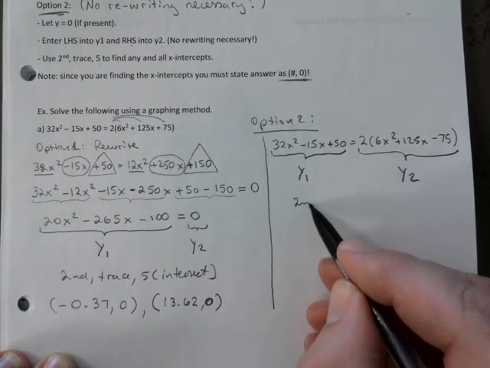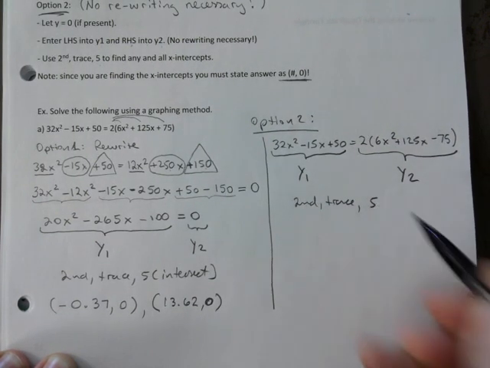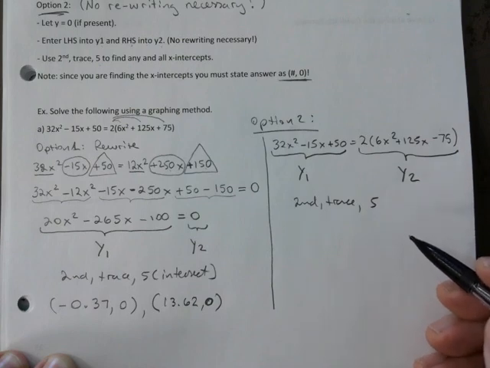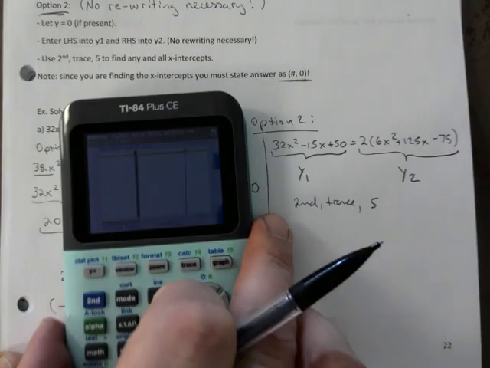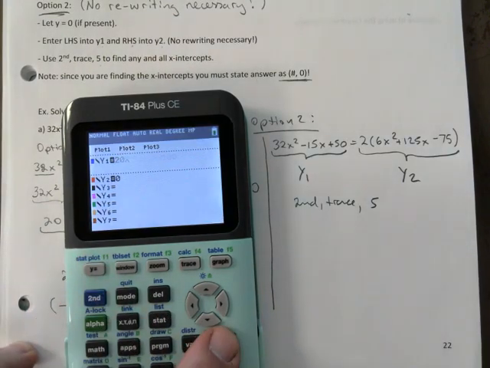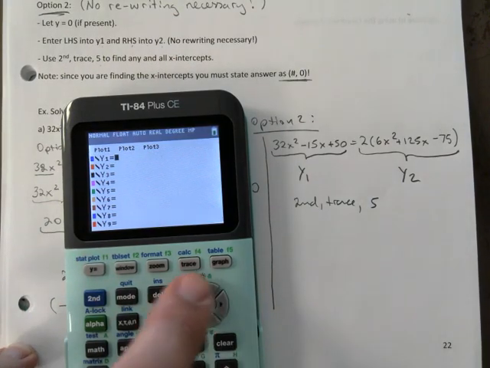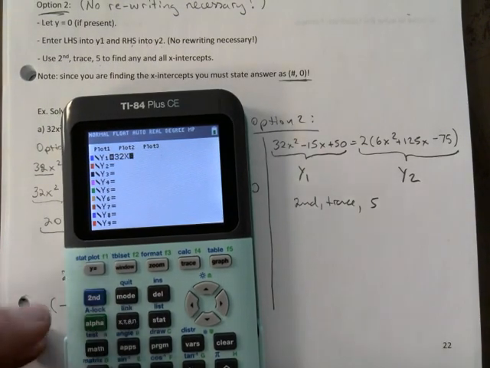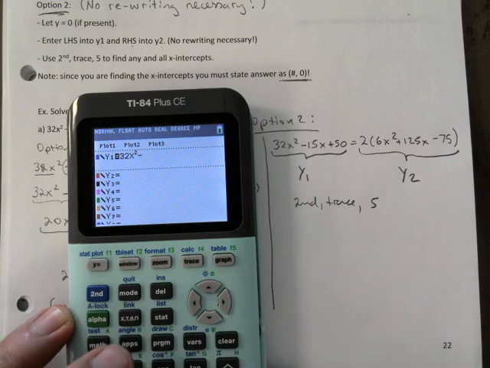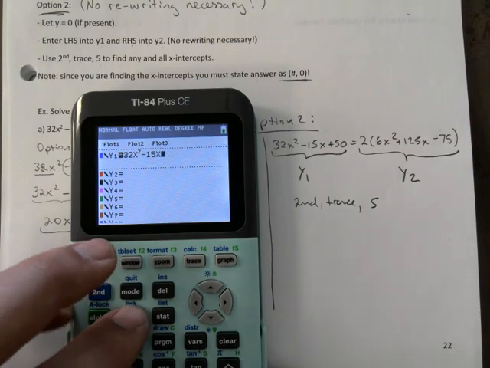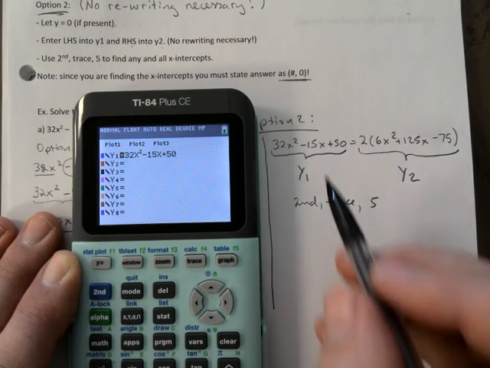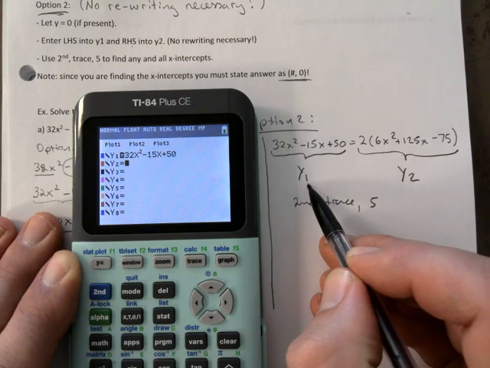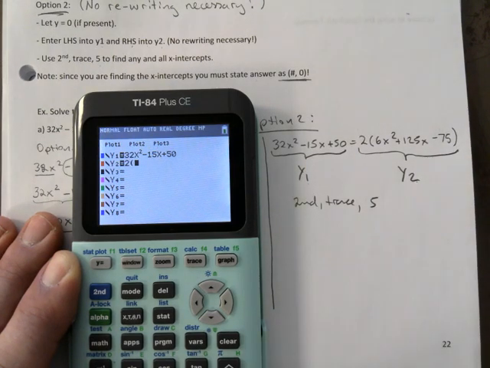Then we're going to go second trace 5, which stands for intersect. And I think I'm going to introduce you to another zoom function on this one. So press y equals, clear. I'm going to clear everything that's in there. So make sure you type this in and follow me, because I guess the downside is finding the window that works. So the left-hand side goes into y1, right-hand side goes into y2.